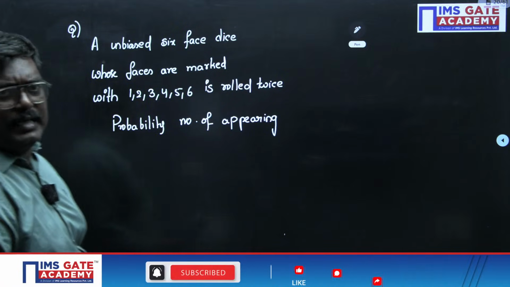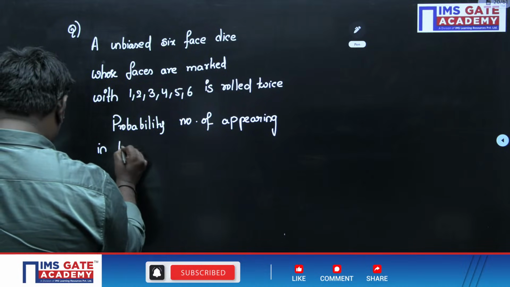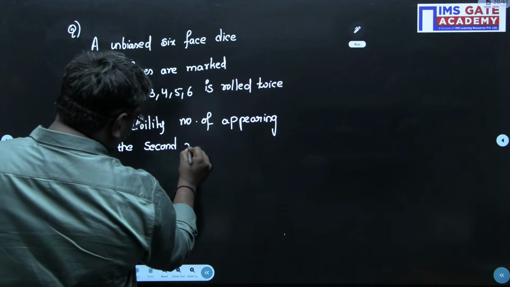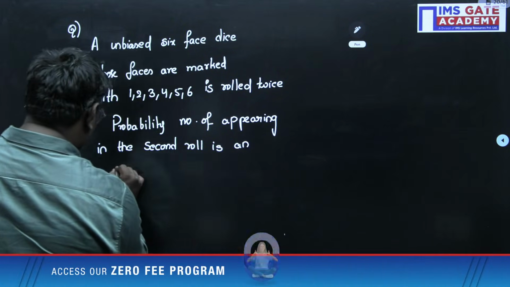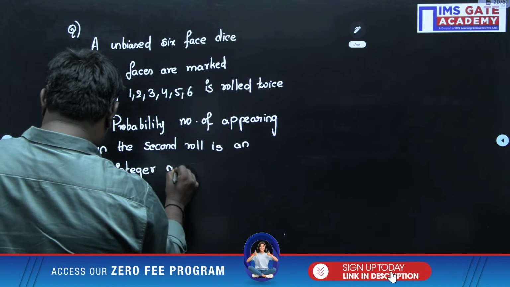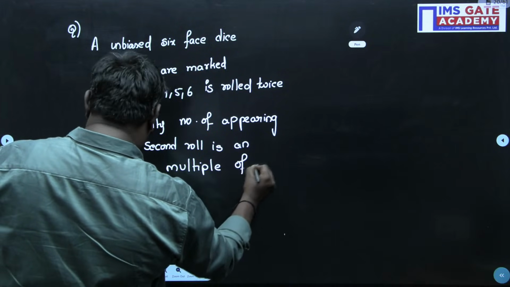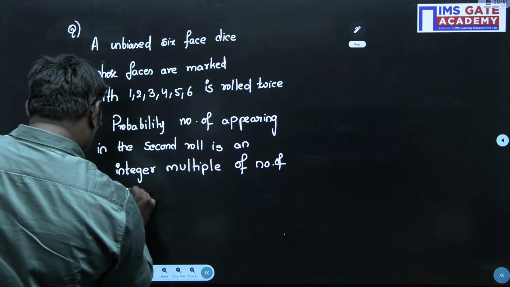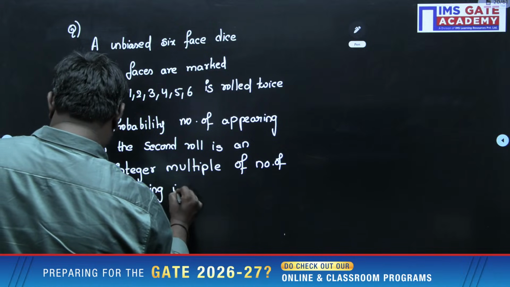What he is asking is the probability that the number appearing in the second roll is an integer multiple of the number appearing on the first roll.